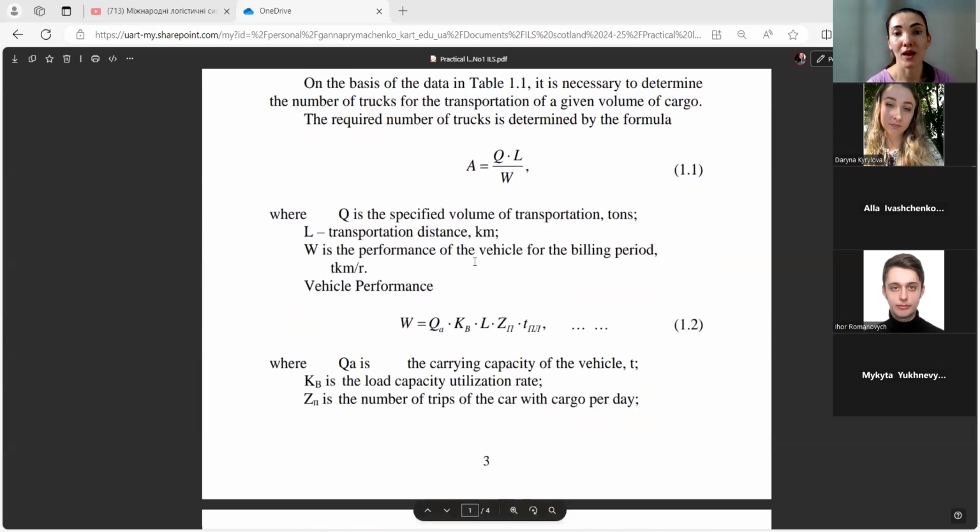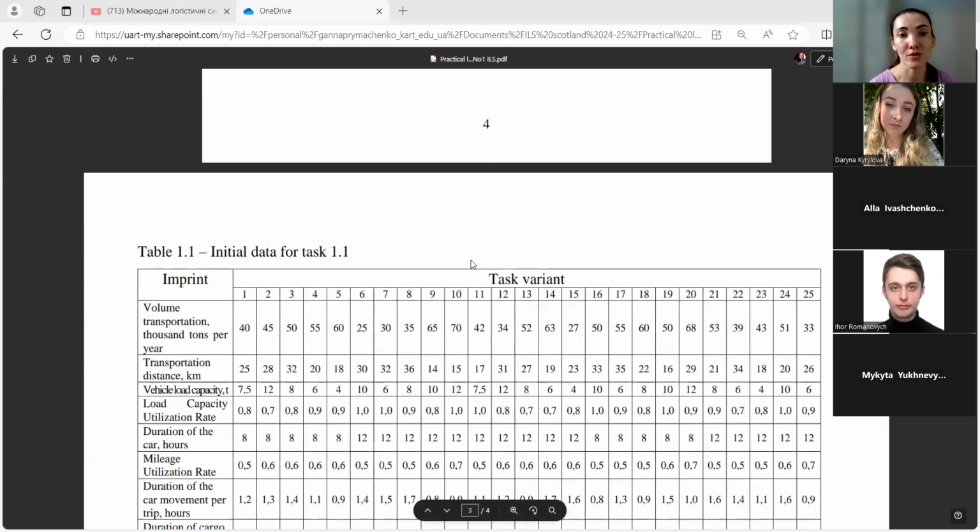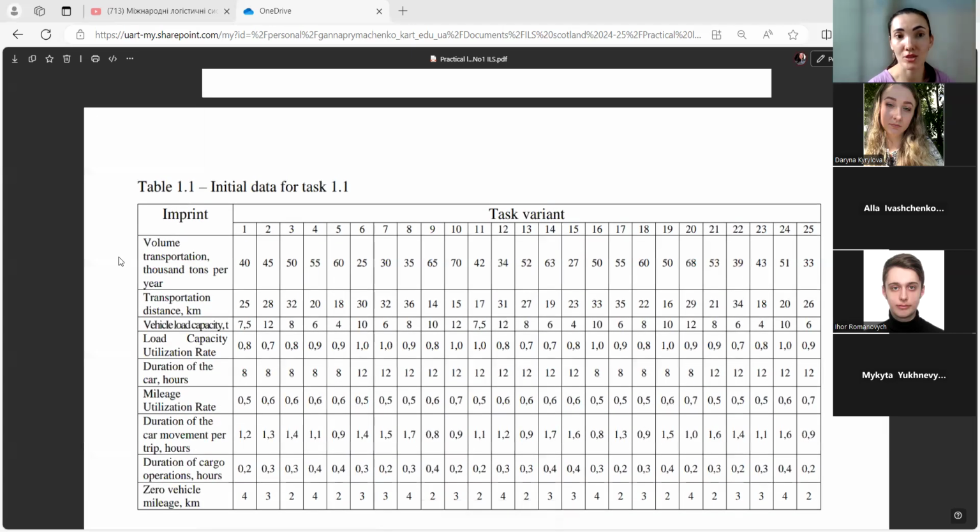It is very big means we find it here. It is the first line in our table, volume transportation, and be careful that we write 30 after this. So if you have first variant, it is 40,000 tons on the year, or 45,000 tons on the year. Find your means.